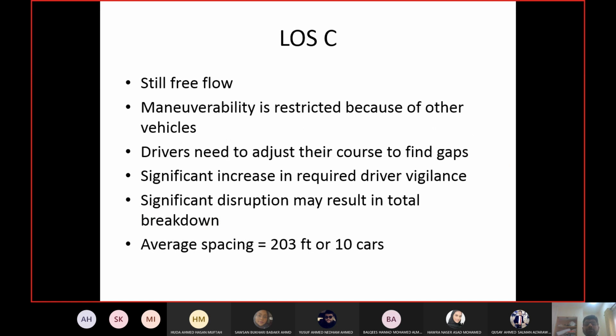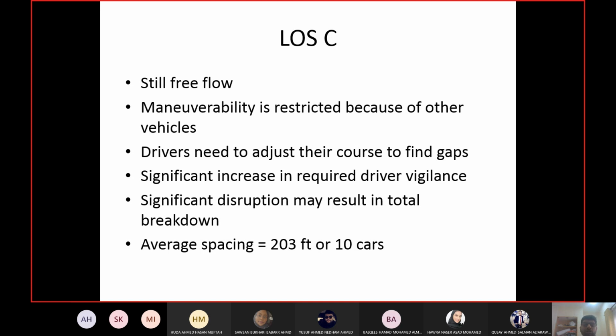Level of service C is still free flow condition. I call it the practical capacity for urban highways, urban facilities. Now, in this case, you are moving at free flow speed if you do not require any maneuver. If you are going straight in your lane, you don't need to change your lane or direction, you don't need to go to the other highway, then you can still move at free flow speed. So driving straight is very easy and very fast.